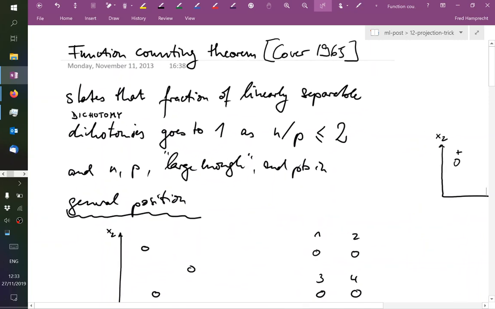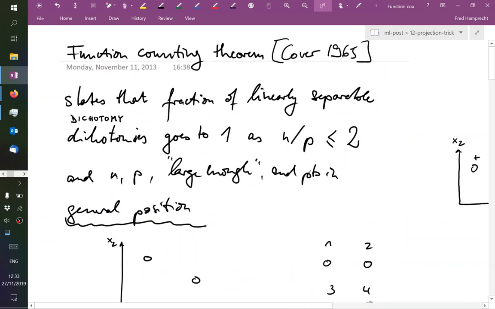All right. So what does this so-called function counting theorem state? It states that the fraction of linearly separable dichotomies, so how many of these assignments of labels, divided by all possible dichotomies, goes to 1 as the points are in a high enough dimension and as long as the points are in general position.